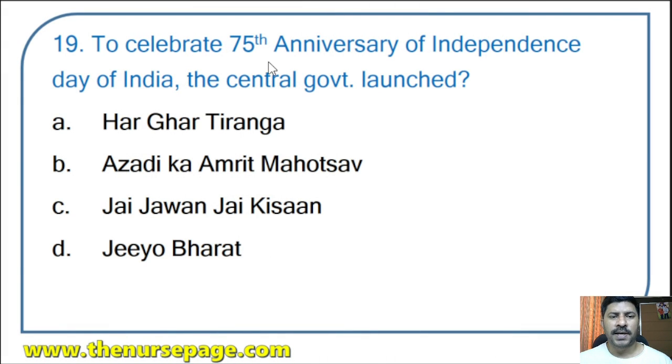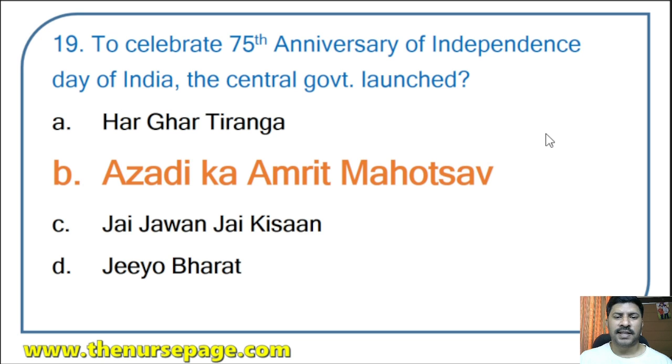19th question. To celebrate the 75th anniversary of Independence Day of India, the central government launched: Har Ghar Tiranga, Azadi Ka Amrit Mahotsav, Jai Jawan Jai Kisan, Jio Bharat. Correct answer is Azadi Ka Amrit Mahotsav. Azadi Ka Amrit Mahotsav is the name of the project that the Government of India launched to celebrate the 75th anniversary of Independence. As a part of it, the Prime Minister of India announced Har Ghar Tiranga. Every house has to keep an Indian flag on the occasion of the 76th Independence Day.